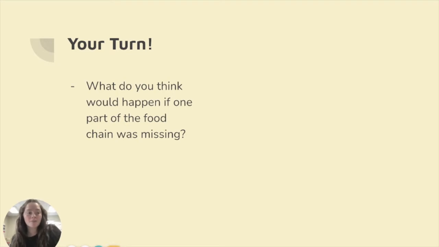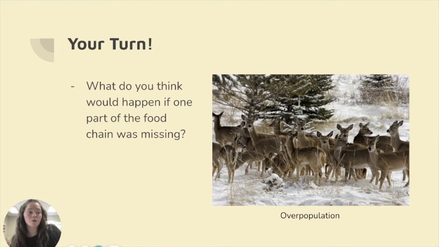So the main example that we thought of what would happen if part of the food chain was removed is overpopulation. Oh dear. This would happen if you were to get rid of the predators within an ecosystem. Without the predators, who only eat the meat of other animals, there would be a massive increase in the number of prey. You can see here that we have a photo of a large group of deer who serve as the prey for many animals.